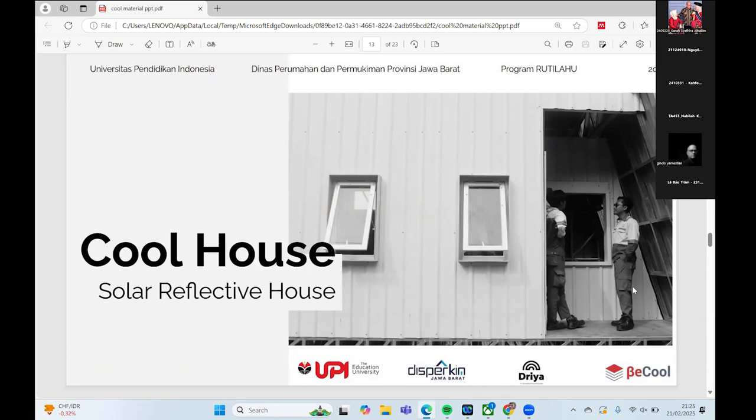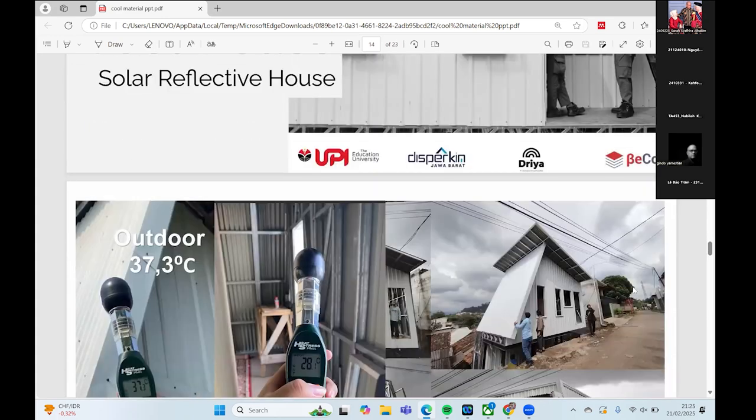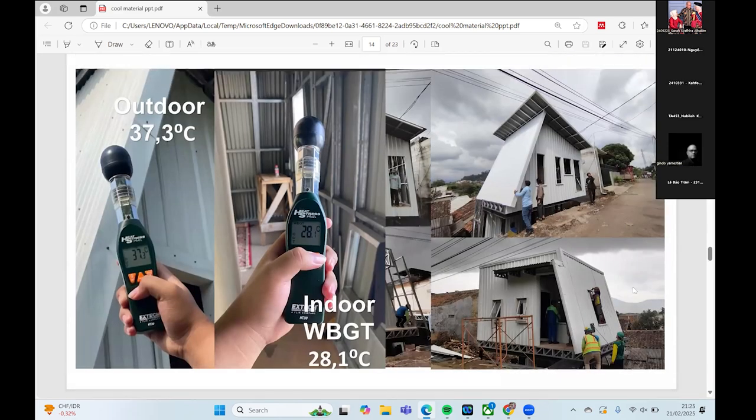And this is our new project, the cool house. This is the cool panel. The outdoor temperature is like 37 degrees Celsius and the indoor is 28 degrees Celsius. So you can imagine, without any insulation, the reduction in temperature, the gap, is remarkably significant.